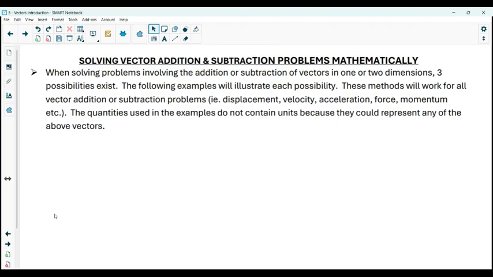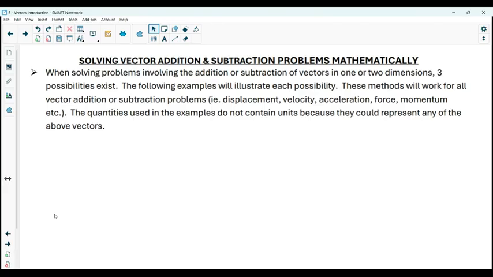So we're going to look at three examples, okay? And these examples are going to work for all vector addition or subtraction problems. And it could be displacement, velocity, acceleration, force, momentum, electromagnetic fields, all that stuff. It's going to work for almost everything we're going to study this year. You're going to see us coming back to this again and again.